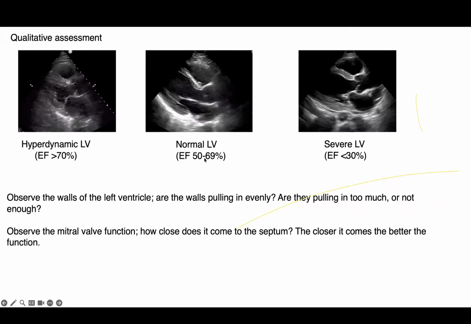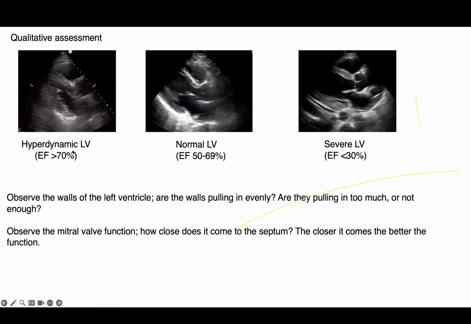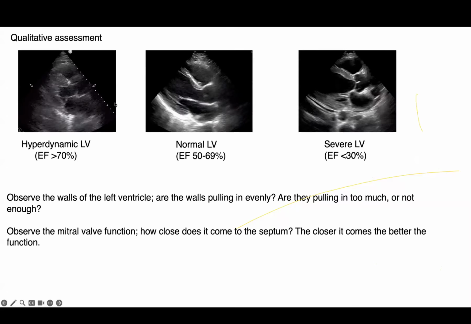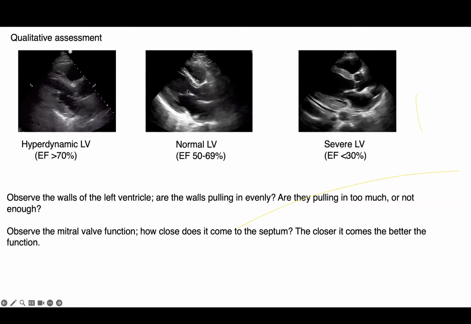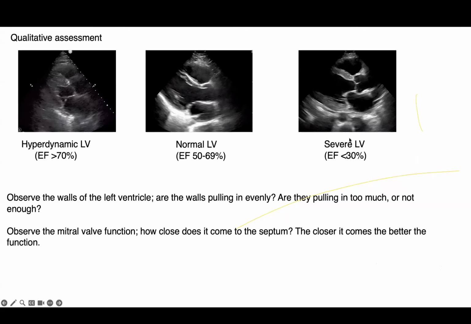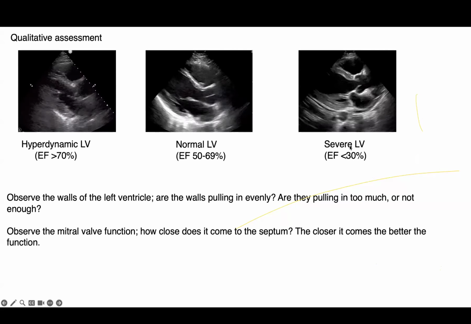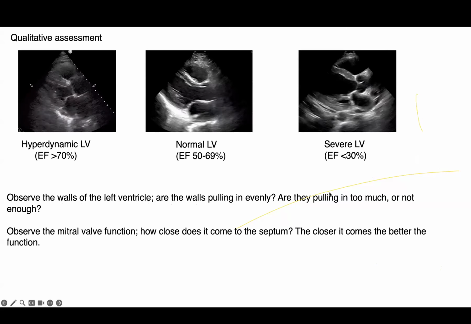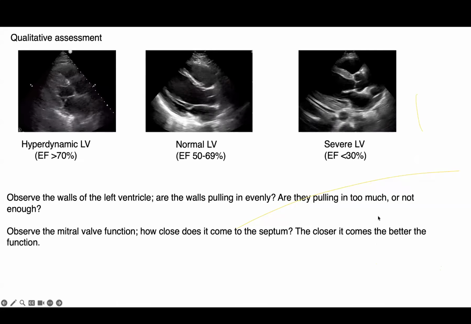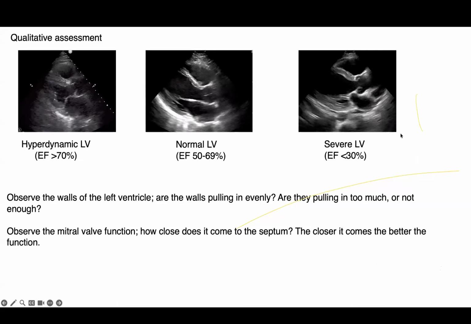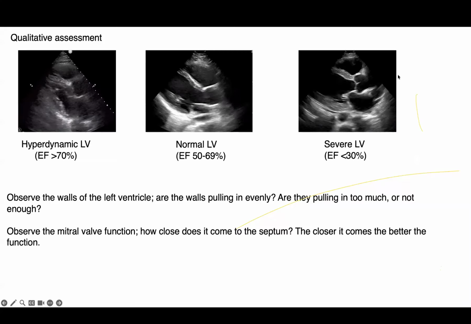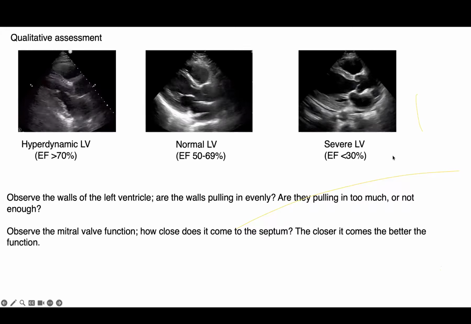So for qualitative assessment, you can have a hyperdynamic LV where the EF is more than 70%, as seen in sepsis, or you can have a normal LV function, as you can see here, or a severe LV dysfunction. So you just observe the walls of the left ventricle. Are they pulling in evenly, or are they pulling in too much or not enough? So observe the mitral valve function, how close it comes to the septum. The closer it comes, the better the function.